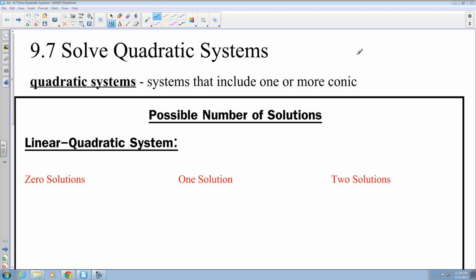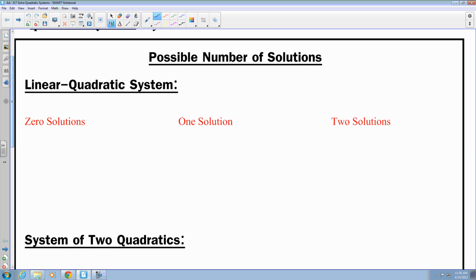is going to be denoted as our x and y. Those are the coordinates of the intersection. So before we start solving any problems, here are the possible solutions you can have. Say it was a linear/quadratic system. One equation would be a line, which is y equals mx plus b, and then the second one is a quadratic equation, which could be one of the four conic sections.